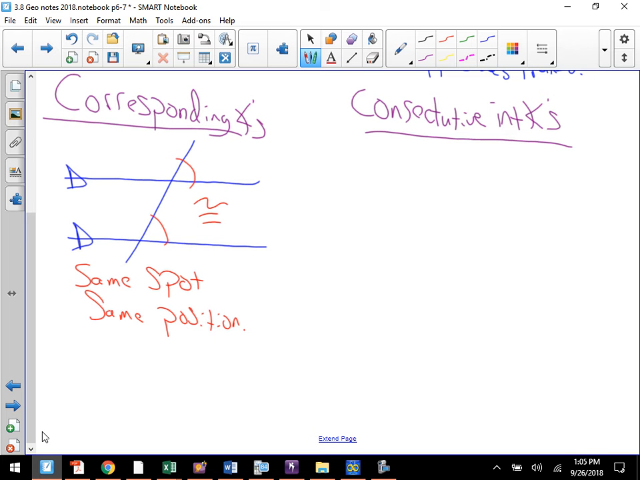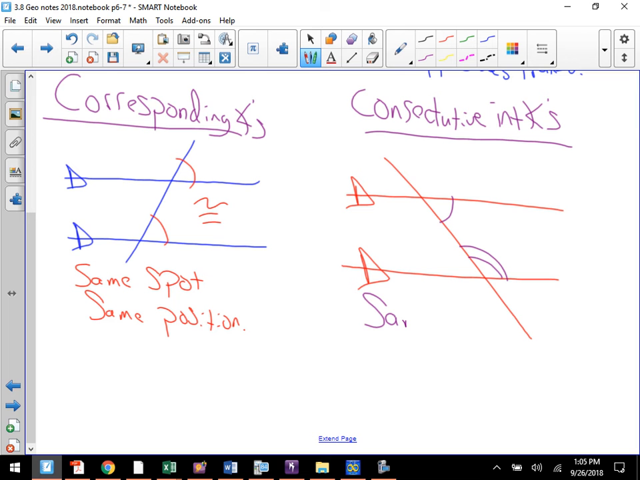And then the last one was the consecutive interior. Consecutive interior, where were those? Same side inside. Very good. So consecutive interior were same side inside. It was this guy and then that one. They add to 180 degrees.